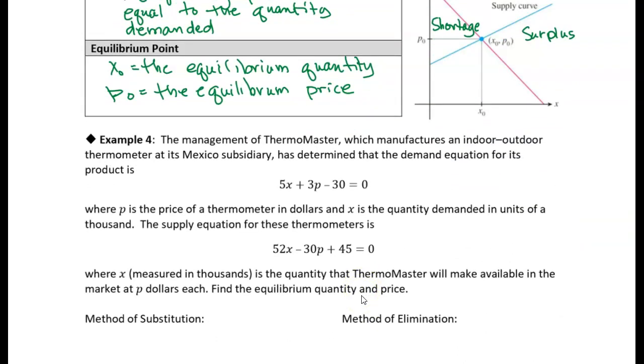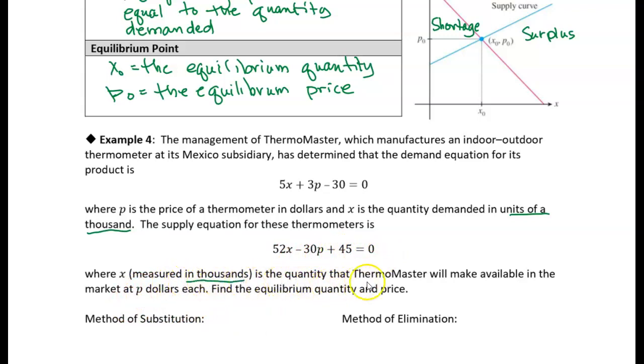In example 4, it says that the management of Thermomaster, which manufactures an indoor-outdoor thermometer at its Mexico subsidiary, has determined that the demand equation for its product is 5x plus 3p minus 30 equals 0, where p is the price of the thermometer in dollars, and x is the quantity demanded in units of 1,000. Okay, so that's important. Units of 1,000. Gotta make sure we remember that. The supply equation is 52x plus 30p minus 30p plus 45 equals 0, where x is measured in thousands. Okay, so again, units of thousands.